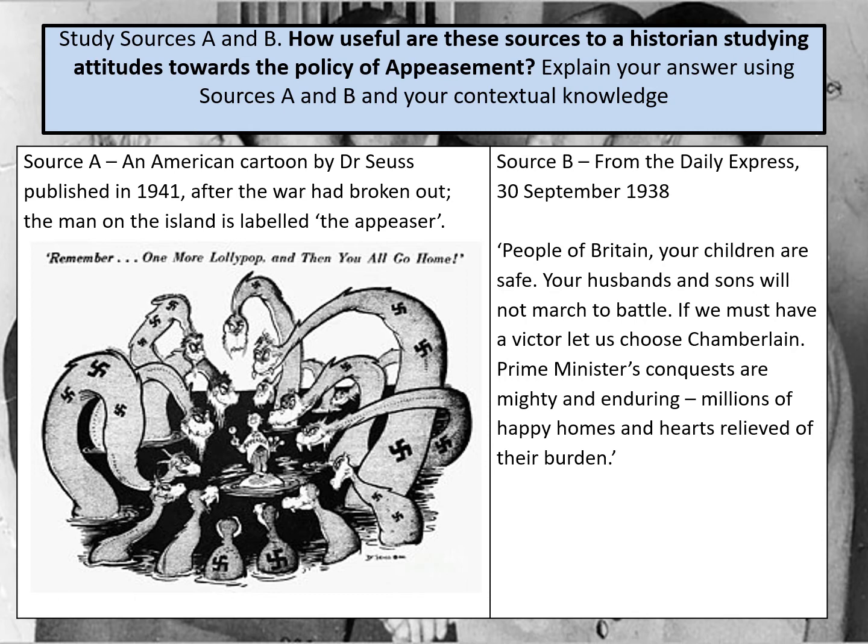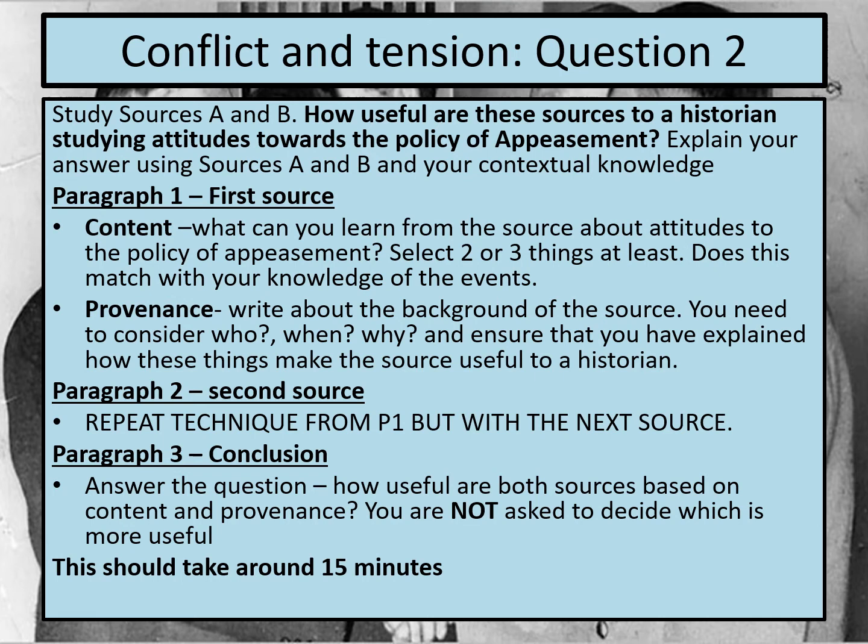So we've got our first source, one that we're familiar with, the one where you've got the Nazi monsters and you've got the appeaser. The appeaser, it says, the one in the middle. He's got all these lollipops and he's saying, remember, one more lollipop and then you all go home. And then we've got one from a British newspaper just after the signing of the Munich Agreement on the 30th of September 1938 that is a really positive look about what Chamberlain has achieved. So have a look, and on the next slide I'm going to tell you how to actually do it, the kind of formula. It's exactly the same formula as we looked at earlier.